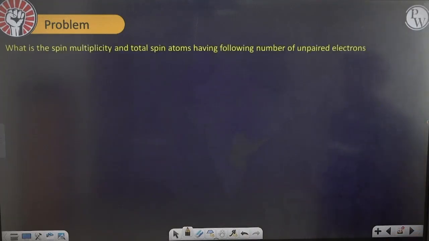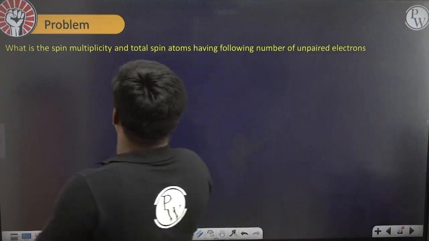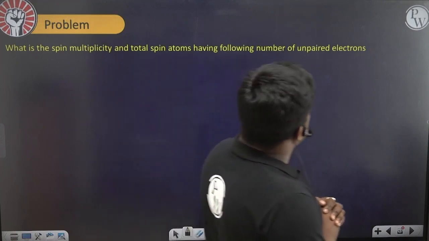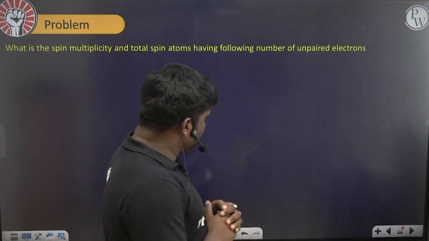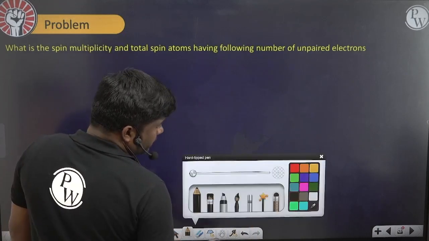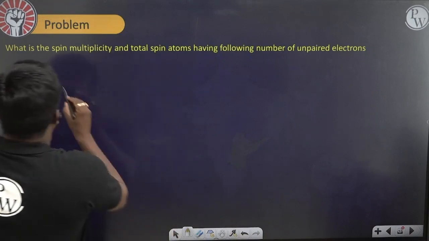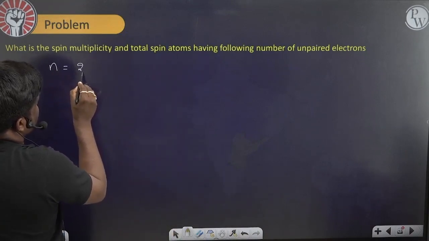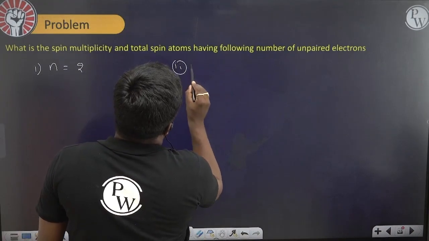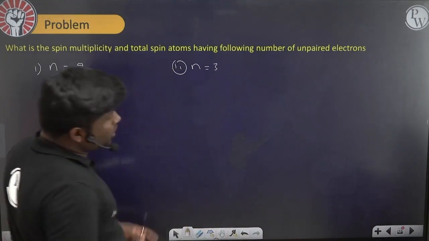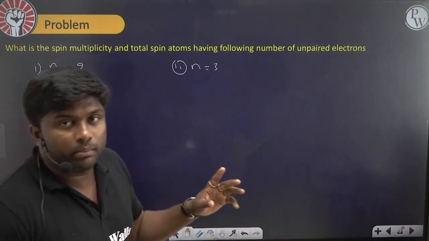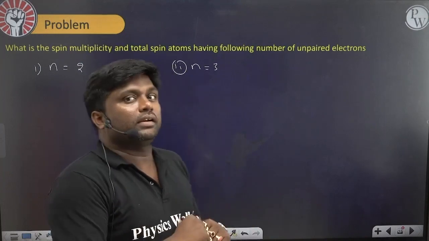And next question, what is the spin multiplicity and total spin of atoms having the following number of unpaired electrons? They have not given the number of unpaired electrons. See, n number of unpaired electrons I am writing here: number of unpaired electrons equals 2 in question number 1, and in question number 2 I am writing 3. N is not the principal quantum number, here n is the number of unpaired electrons.